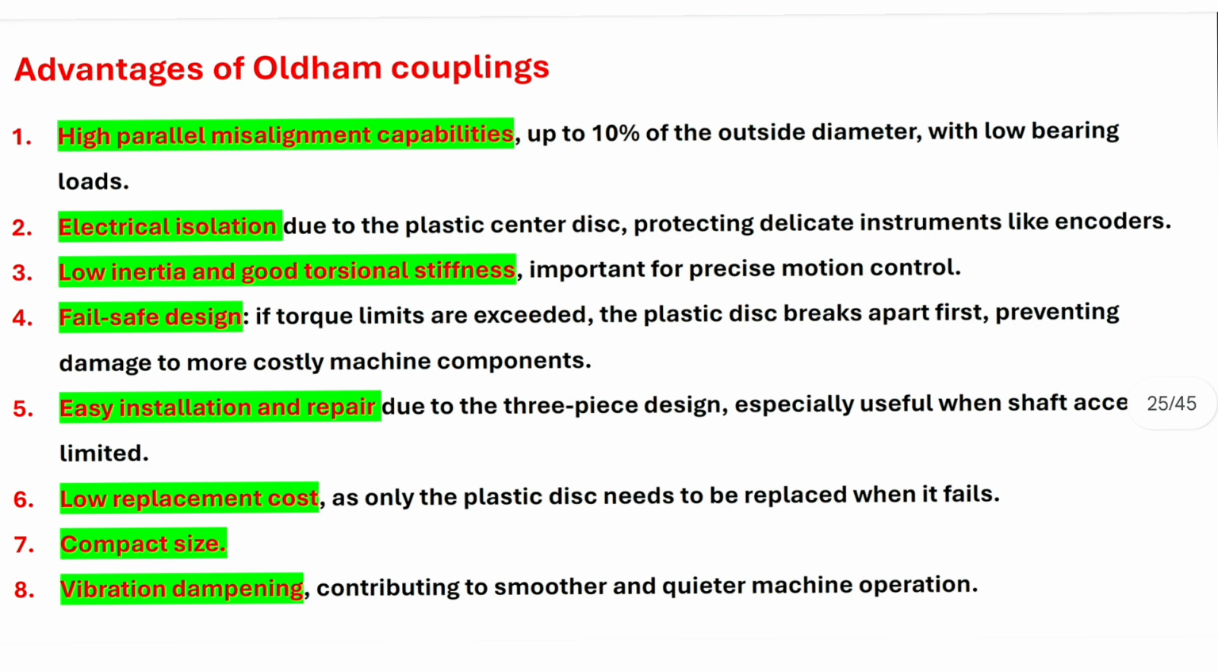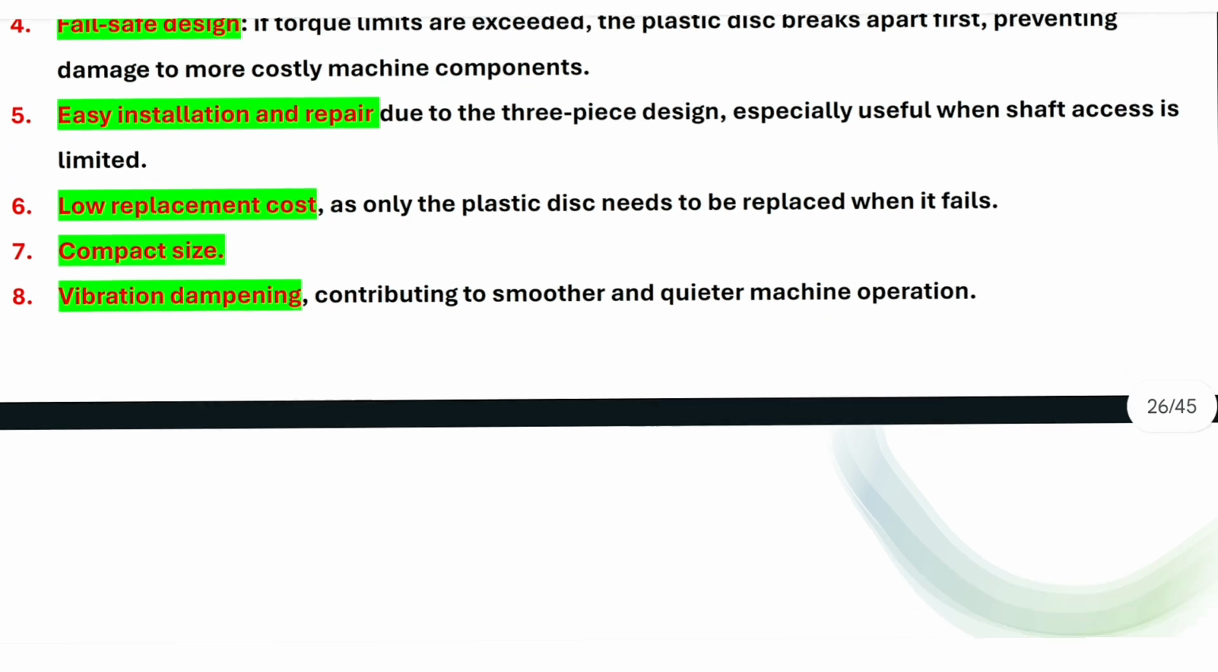Okay. Advantages of the Oldham coupling. So let's see. High parallel misalignment capability up to 10% of outer diameter with low bearing loads. Second, electrical isolation due to the plastic center disc, protecting delicate instruments like encoders. Third is low inertia and good torsional stiffness, important for precise motion control. Next is fail-safe design. Next is easy installation and repair. Next, low replacement cost, compact size, and vibration damping. These are the advantages of the Oldham coupling.